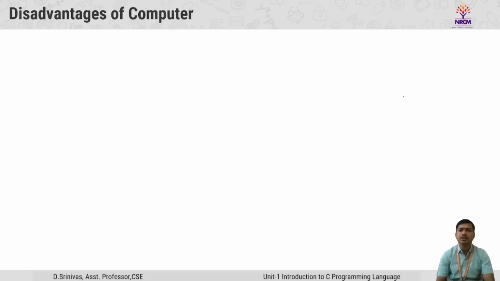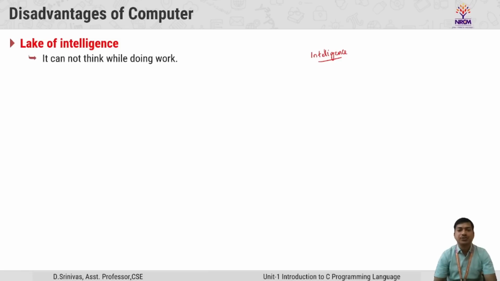So disadvantages. The major disadvantage is there is no intelligence. Naturally, the computer doesn't have any intelligence. We can mention it as a lack of intelligence. So we pass the instructions. What we need to do with the computer, we need to pass as instructions. So it cannot think while doing it. It will process the instructions, not think as a human being.